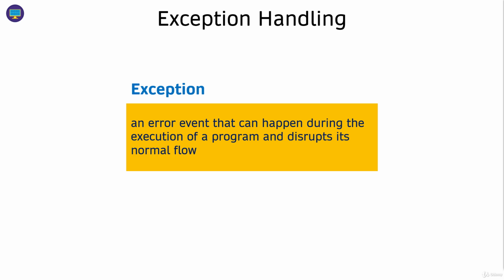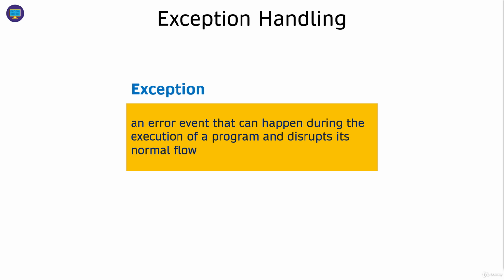For instance, a program might expect some input as a string, but then it gets a number. That's going to cause the normal flow of the execution of the program to be thrown off. And in that case, the program is going to throw an error, or it's just going to produce an error. And this error is called an exception. So that's exactly what an exception is.